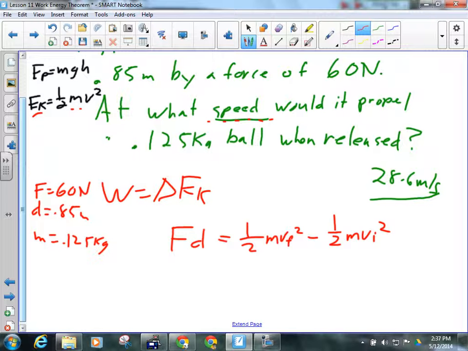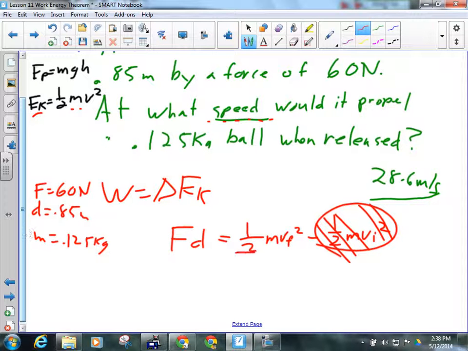How much kinetic energy does the ball have when it is sitting in the slingshot? Chris? 0. Why does it have no kinetic energy sitting in the slingshot? It's not doing anything. It has no speed. Therefore, this whole number would equal 0, because 1/2 times the mass times 0 is 0. So we can get rid of that. That makes our formula kind of simple then. All we have to do is solve for v. So how do I get v by itself? What do I need to do with the 1/2 and the m?